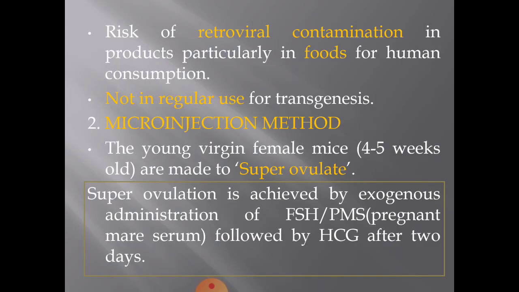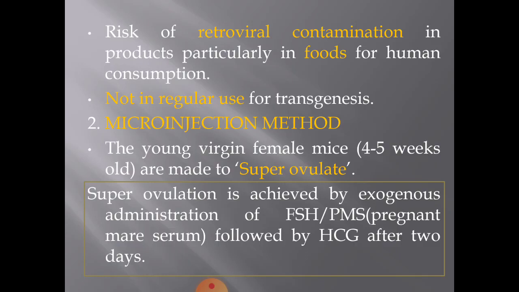What is this superovulation? Normally, in one estrous cycle, I told you they produce 5 to 10 ova, but you can always make them superovulate, in the sense that you can give hormones from an outside source. This can be achieved by exogenous administration of hormones. You must be knowing a hormone called FSH, follicle stimulating hormone. You must be knowing another hormone called PMS, pregnant mare serum hormone. Mare is a female horse.